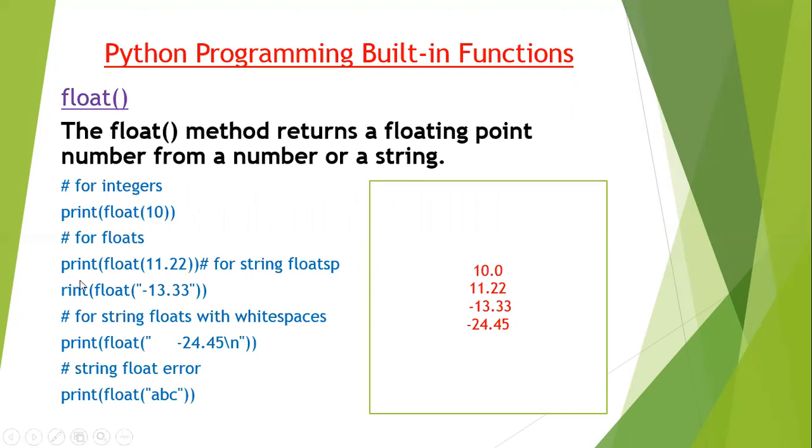Then float is used for converting an integer value to a float decimal value, 10.0. Here 11.22 minus 13.33 gives minus 24.45. Okay.